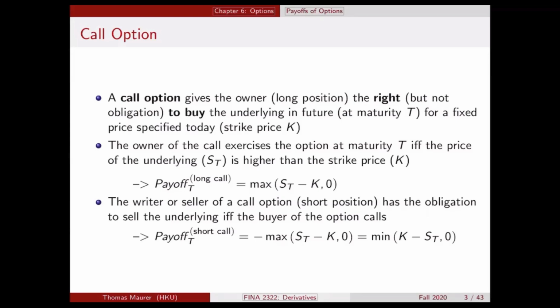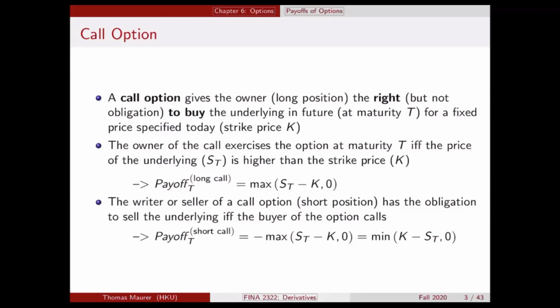So you do not want to buy something which is worth less than K dollars for a fixed price of K dollars. Therefore, the payoff for that long position in the call option is going to be the maximum between ST minus K and 0. So again, if ST is larger than K, then this is positive. That's then what you receive if you exercise that option. But if this is negative, so if ST is less than K, then the owner of the option says, I don't want to trade, and therefore there's just a zero payoff.